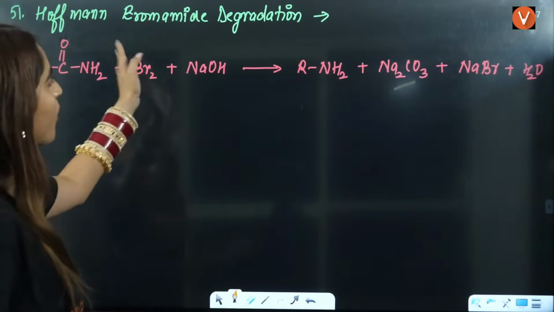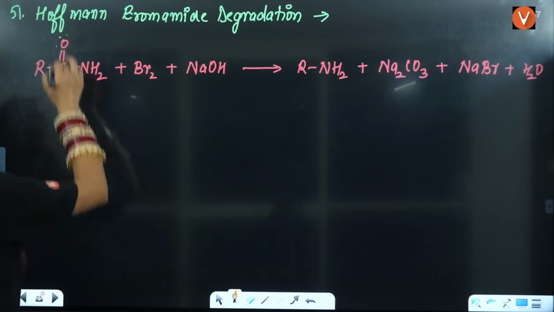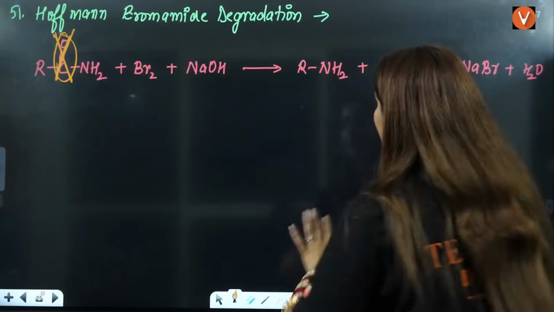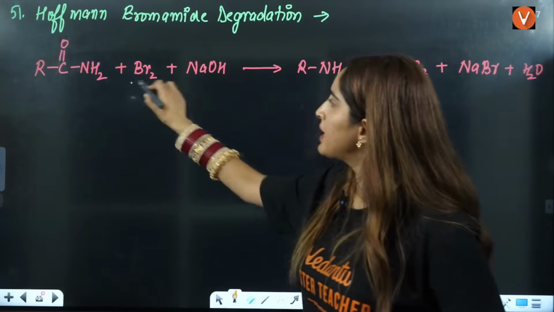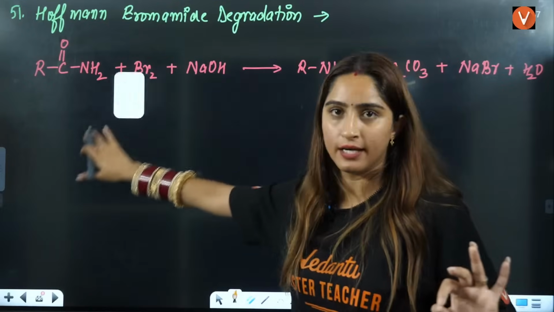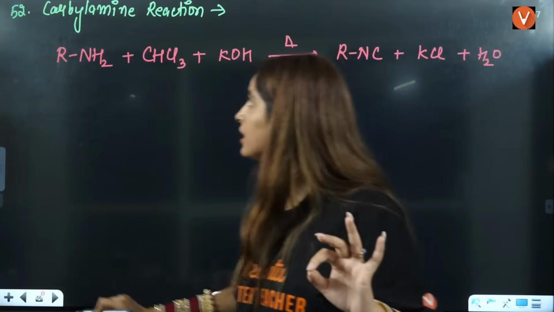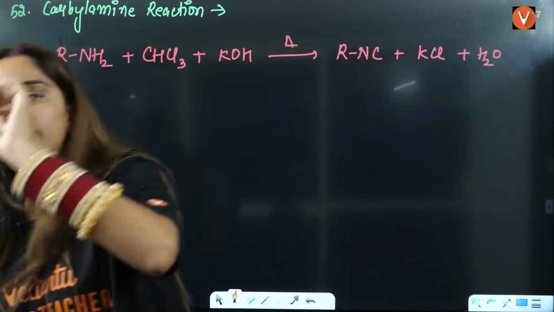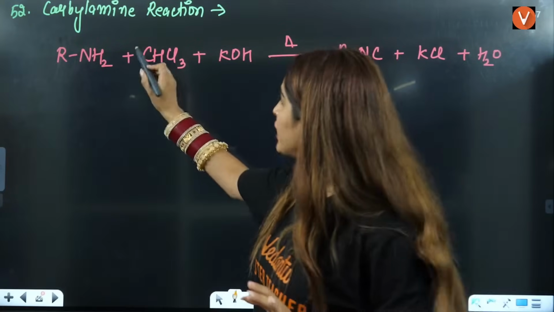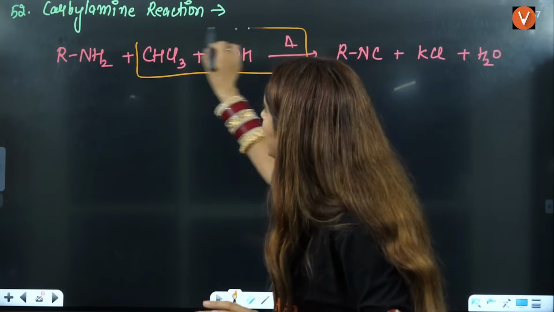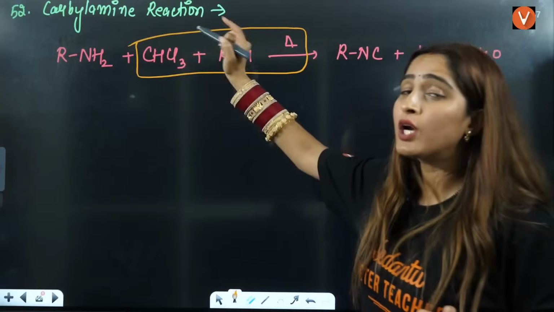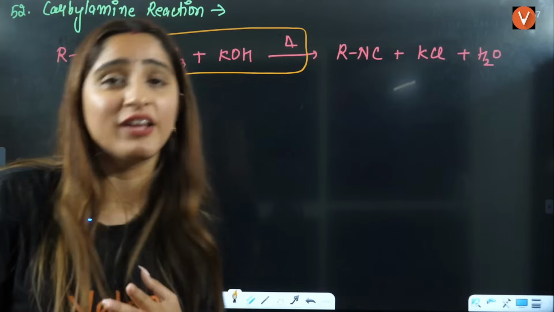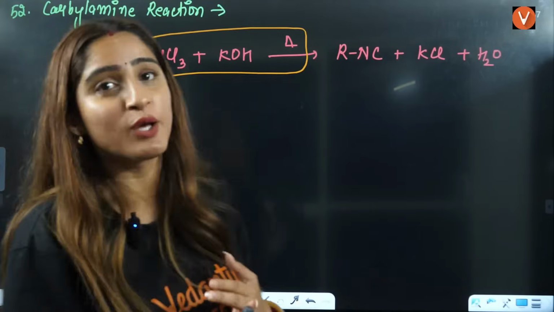Hoffmann bromamide degradation: you start with an amide, this will be vanished and you will have in the end RNH2. What do we use here? We use Br2 and NaOH. Next, carbylamine reaction. Let us see in the comment section if you are awake or not. I told you the same reagents we use somewhere else also. And what was the electrophile in that case? If you are able to answer that, that means you are active in this class. Otherwise I think you are sleeping.